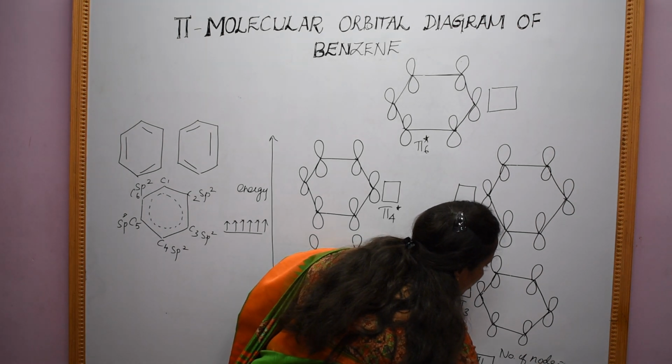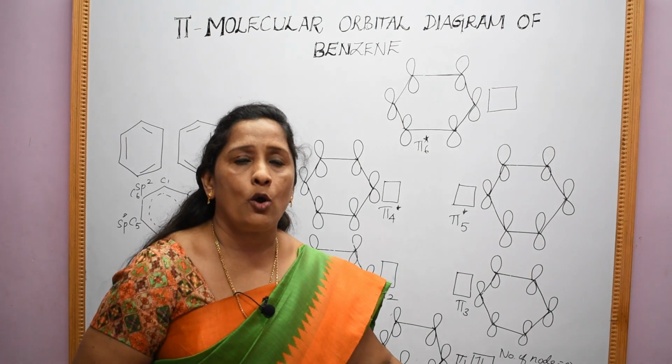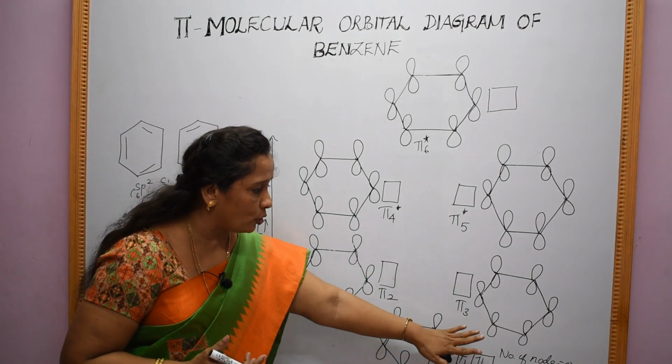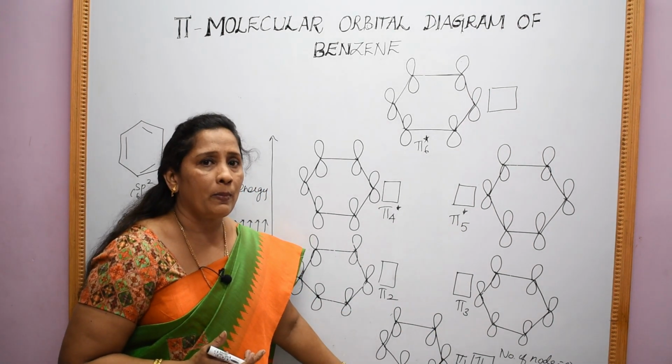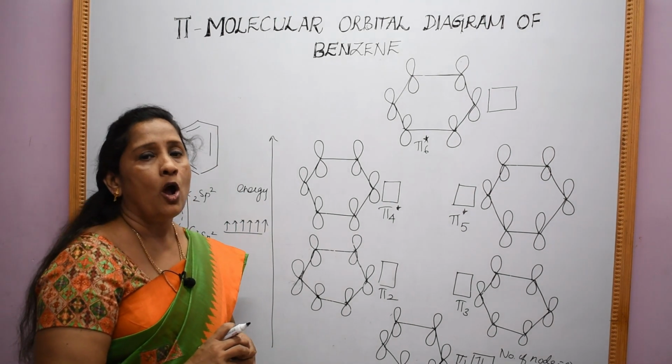What is meant by a node? A node is the place where there is no availability of electrons. So there is no node observed in this pi 1 molecular orbital. Now let us see how many bonding interactions there are.